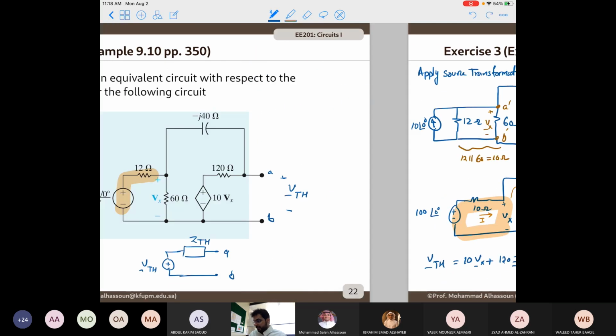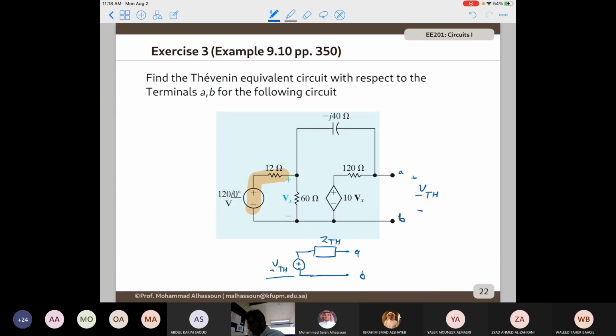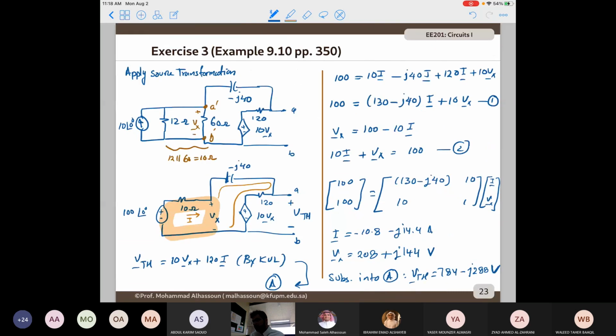Okay, the first step is done. So we found the Thevenin voltage. So let's find the Thevenin resistance. In order to find the Thevenin resistance, there are multiple approaches.